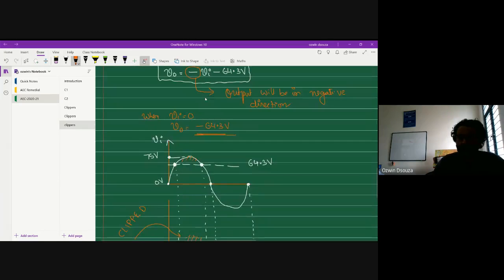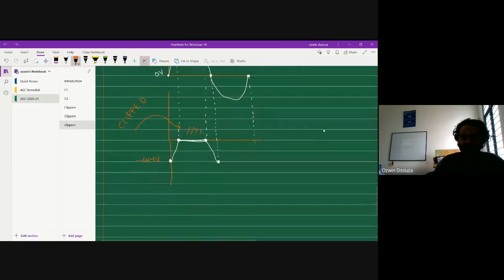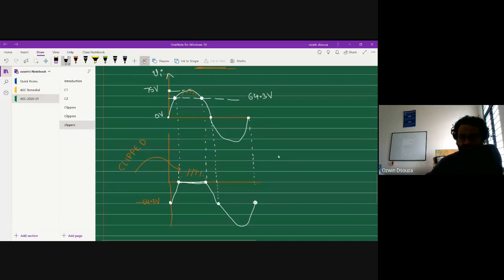Okay, and in the negative half cycle, it is pretty simple. You can see that V0 is equal to minus Vi minus 64.3. So output will be in the negative direction, and it conducts for the entire negative half cycle, right? So you can just redraw the negative half cycle. Okay, so this is the waveform for this particular clipping circuit. In this particular clipper, you have removed a portion of the positive half cycle beyond the 64.3 volts level. And then you can draw the transfer characteristics.